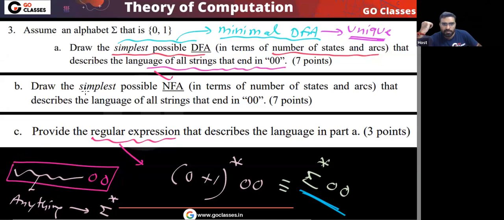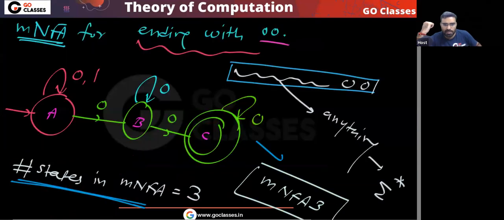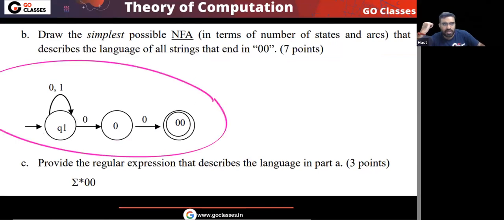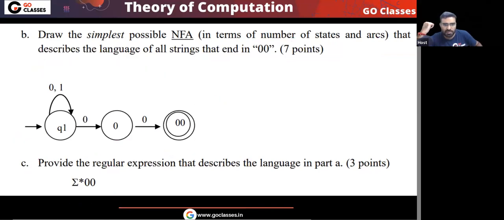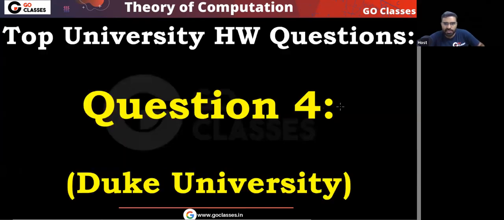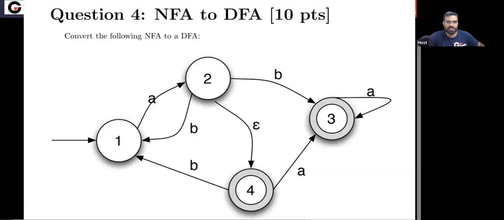So we have seen minimal NFA, we have seen minimal DFA, we have seen regular expression. All these 3 things we have seen in this question. Now let's move on. You can notice this is your minimal NFA, this is the regular expression, and this is your minimal DFA. Now let's see the next question. Question number 4 from Duke University. So let's see this.